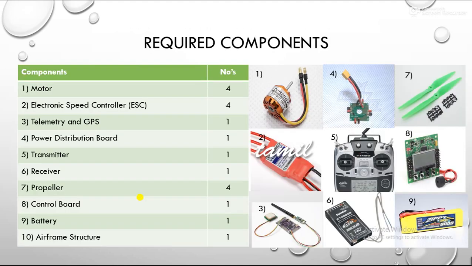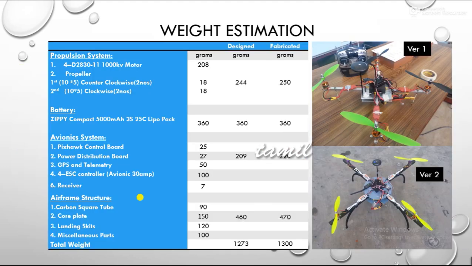Record components: motor 4 numbers, ESC 4 numbers, telemetry and GPS 1 number, power distribution board 1 number, transmitter and receiver, propeller 4 numbers, control board 1 number, battery 1 number, airframe structure 1 number.